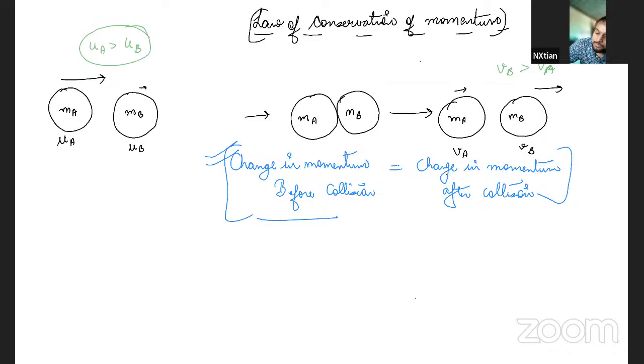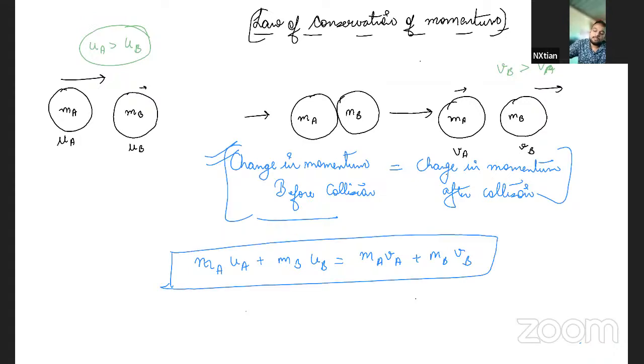Changing momentum before collision. So in this, we get this formula: MA UA plus MB UB is equal to MA VA plus MB VB. So the momentum will remain conserved. This is mainly what the law of conservation of momentum is.